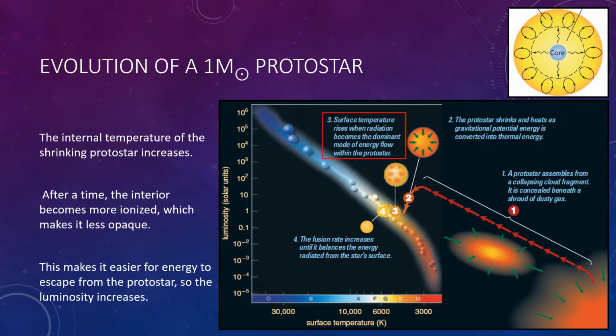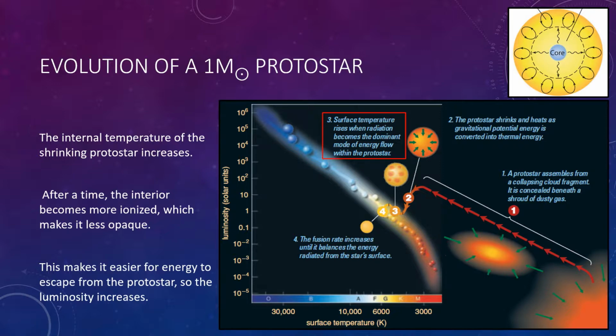Although its surface temperature changes relatively little, the internal temperature of the shrinking protostar increases. After a time, the interior becomes more ionized, which makes it less opaque. Energy is then conveyed outward by radiation in the interior and by convection in the opaque outer layers. That's what this image at the top right is trying to show. Radiation in the interior, but where it's cool, only convection can really dominate the energy flow. This is what it looks like in the present-day sun.